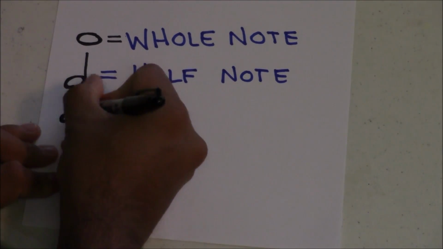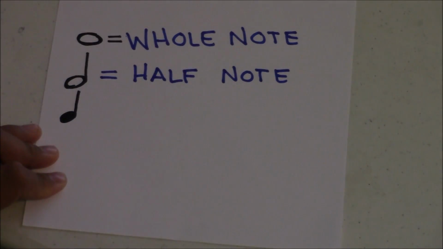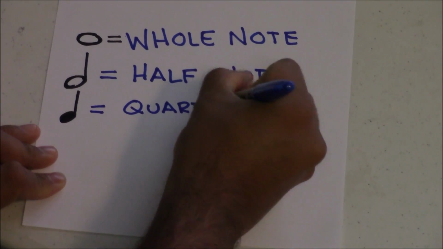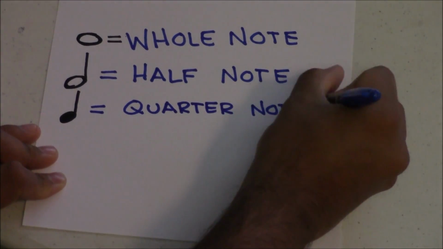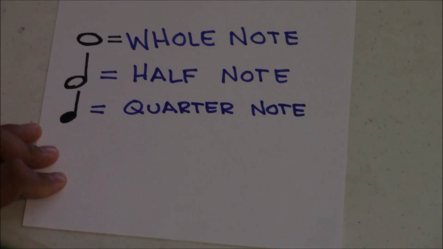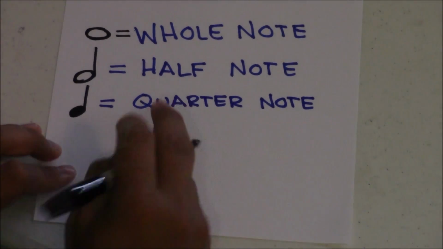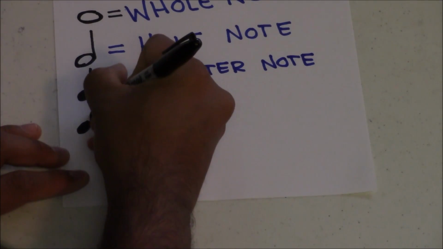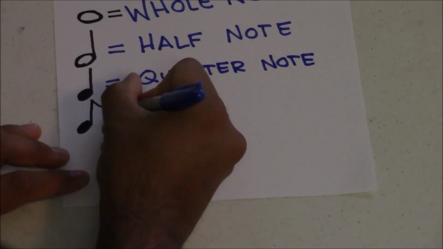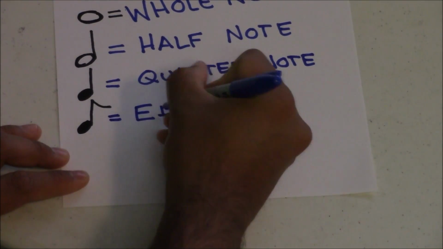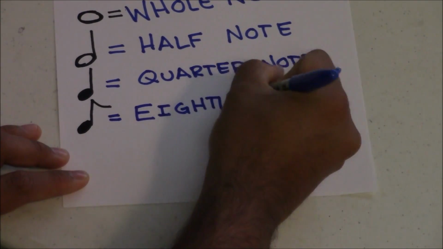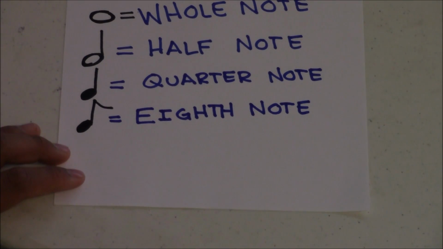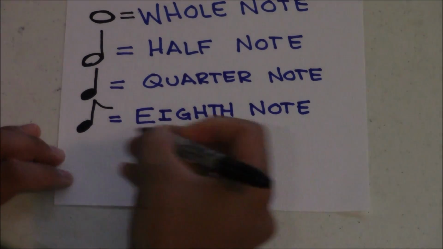The next note is a quarter note. This is similar to a half note, but it is filled in. Two quarter notes can fit into a half note, and four quarter notes can fit into a whole note. The next note is an eighth note. This note contains both a stem, which is the line going upwards, and a flag, which is the little line coming off of it. Two eighth notes can fit into a quarter note, four eighth notes can fit into a half note, and eight eighth notes can fit into a whole note.